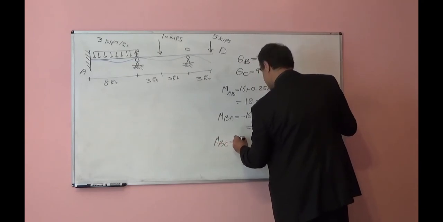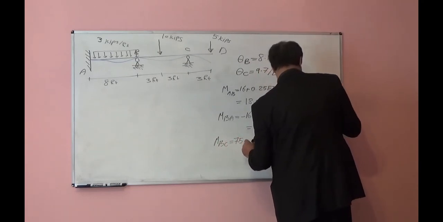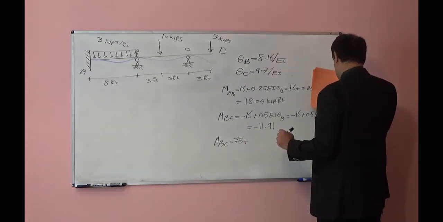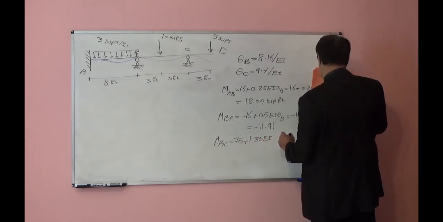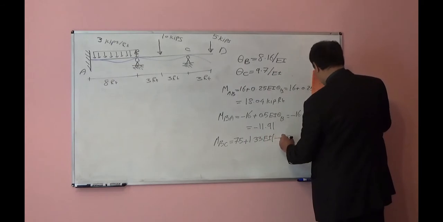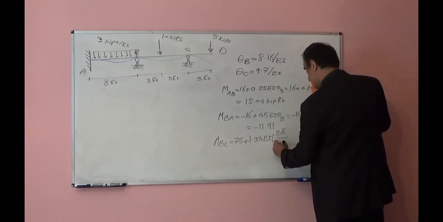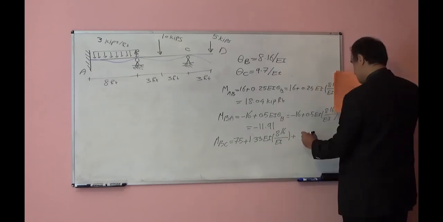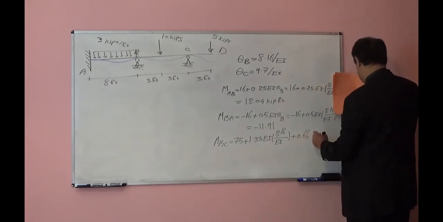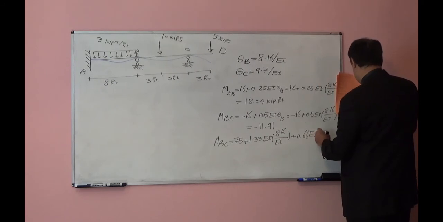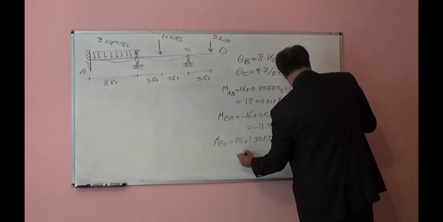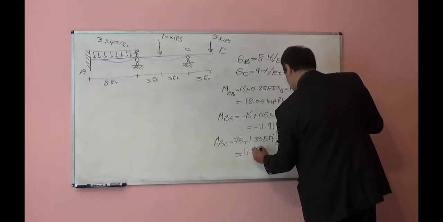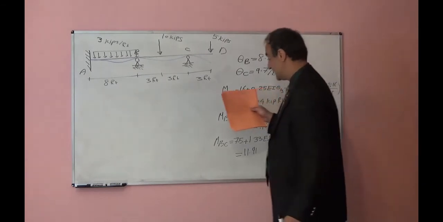MBC, it was 7.5 plus, let's see, plus 1.33 EI theta B. If you plug in theta B, it will be 8.16 over EI plus 0.66 EI theta C. You will plug in 9.7 over EI. That will be equal to 11.91 kip-feet.